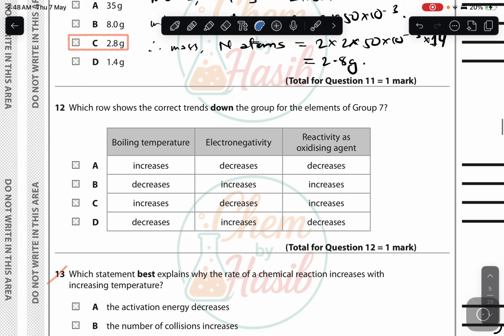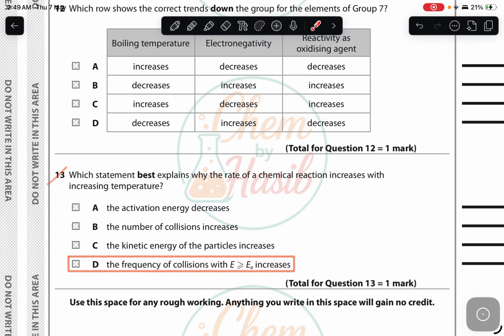Then we move on to question number 13, which says, which statement best explains why the rate of a chemical reaction increases with increase in temperature? Now, if you increase the temperature, activation energy will never decrease. Activation energy would decrease if you add a catalyst, right? The rate of a chemical reaction increases with increase in temperature because the number of collisions increases. Yeah, that is a correct statement.